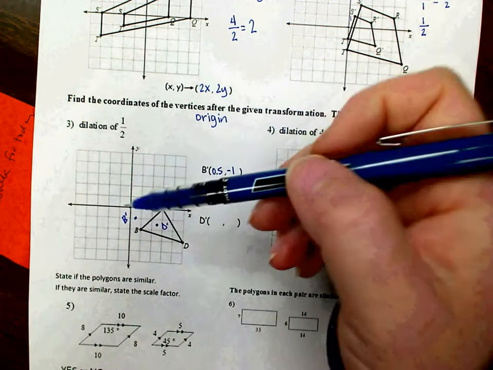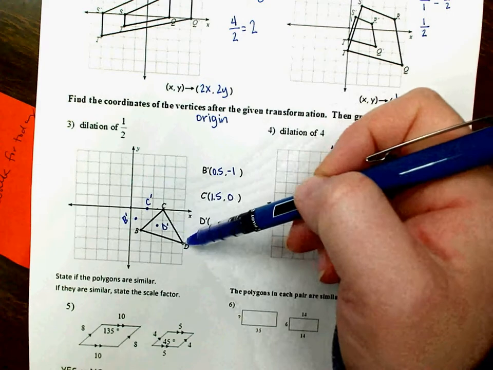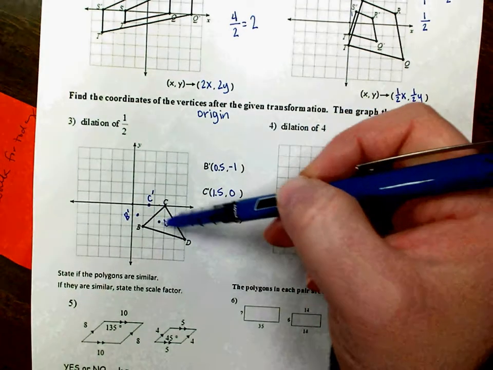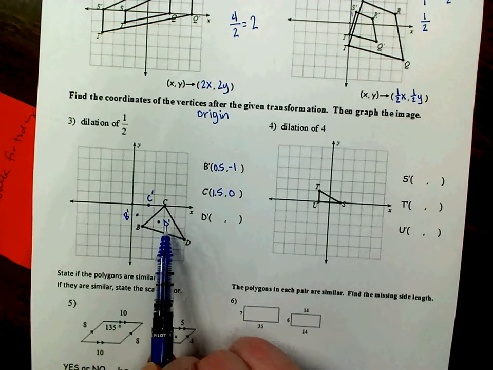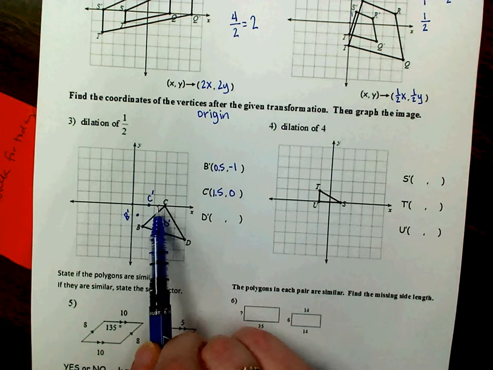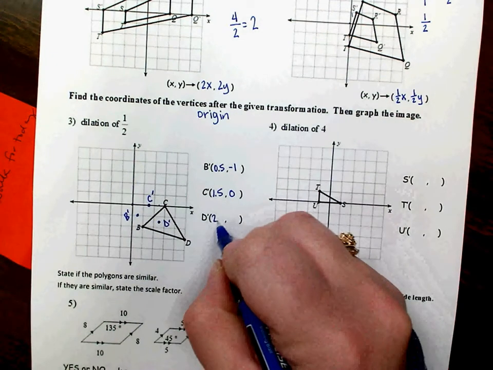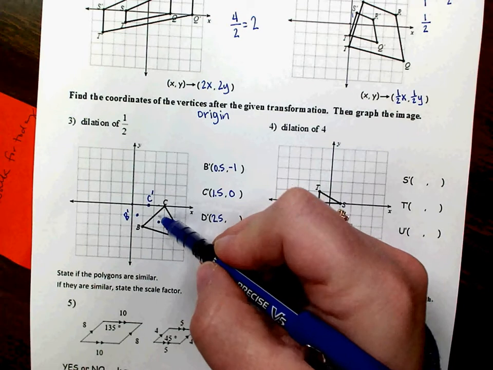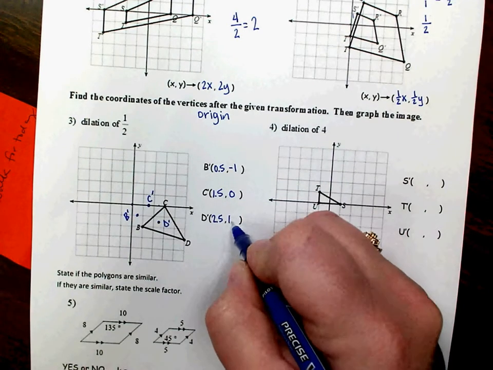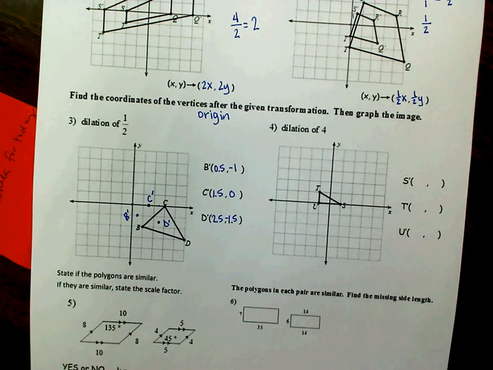Again, the origin, D, and D prime are all on a straight line together. The coordinates of D prime would be 2.5 for the x, and down, so a negative y of 1.5. Don't forget the negative sign since it was down.